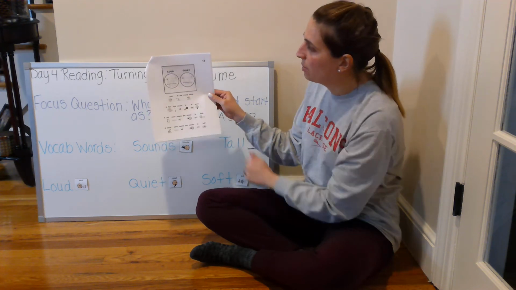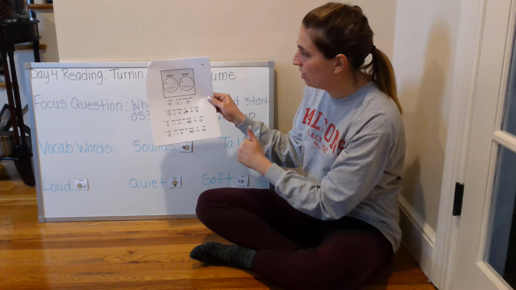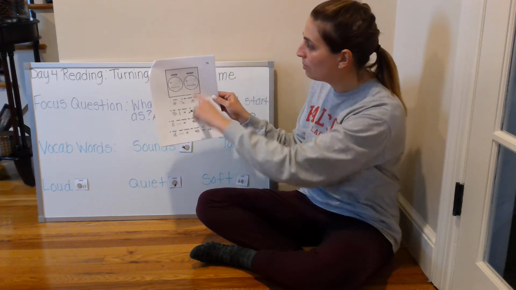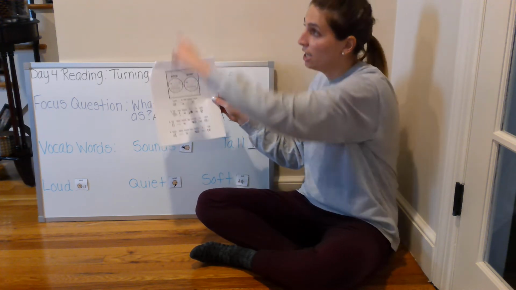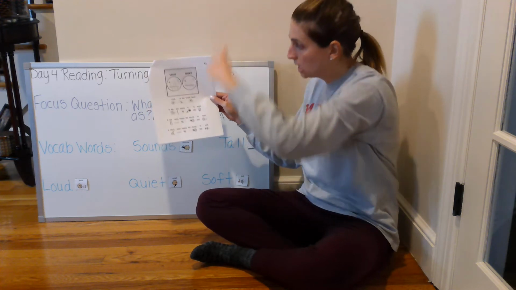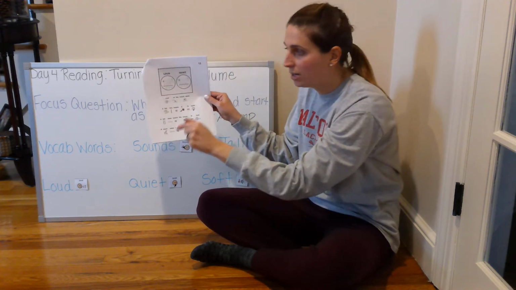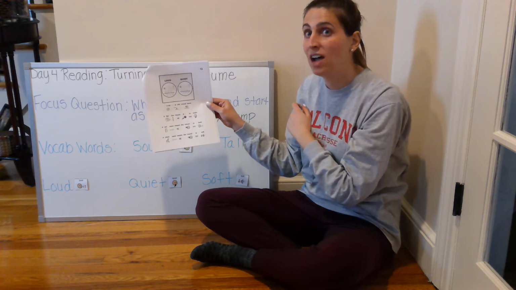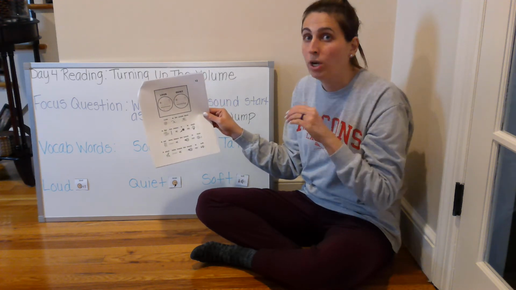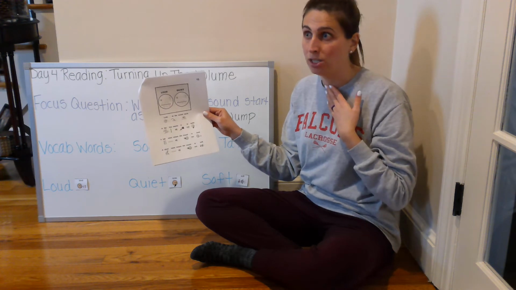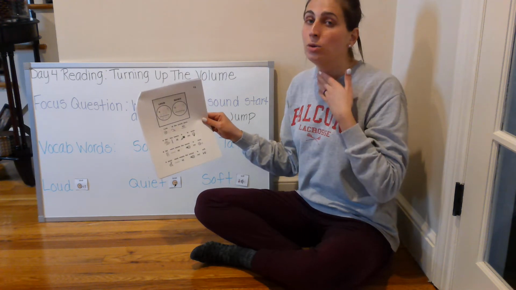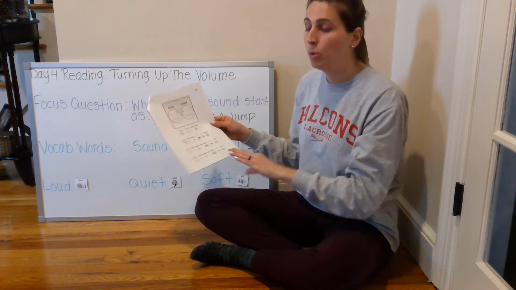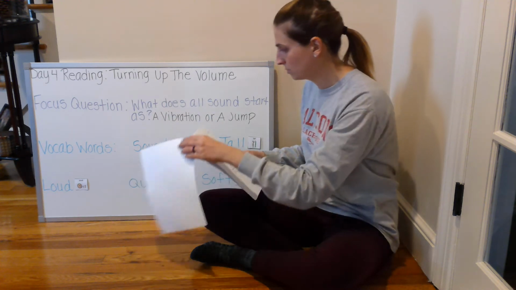Now we're talking about different types of wavelength. A tall line means the sound is loud, so when it spikes like this, and a short line, when it's little, means the sound is soft. It's the same as vibrating in your throat. When you whisper, you have a soft sound, and when you talk louder, your throat vibrates more.